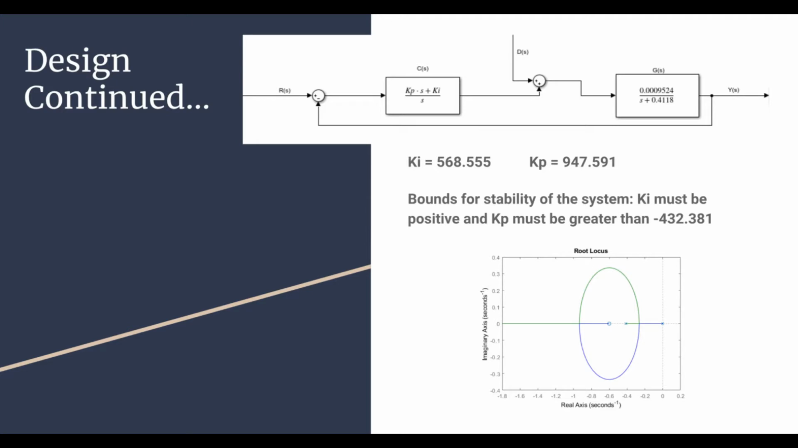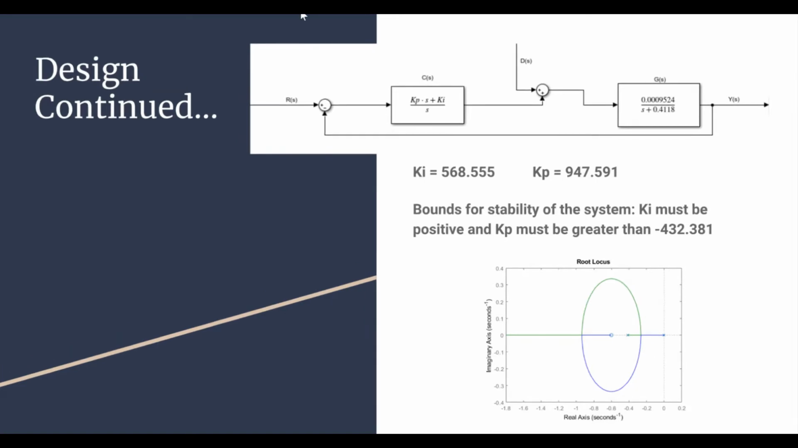D of S represents the input for the disturbance. Finally, the root locus for the closed-loop system that contains poles that meet our specifications is shown below. In the next section, Scott will simulate our controller design to verify that it meets these specifications.